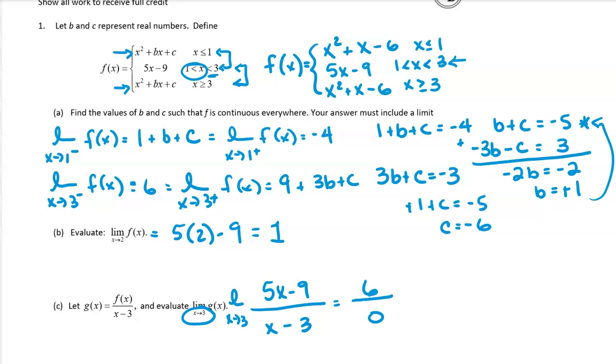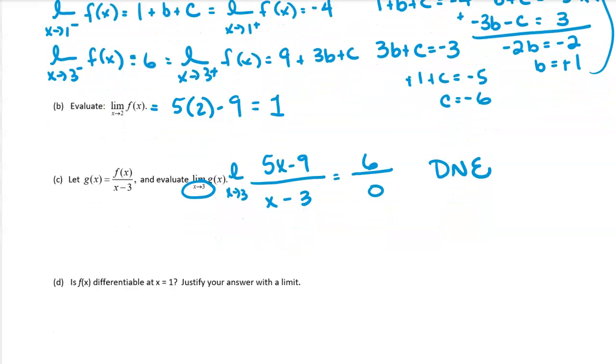x minus 3 is in the denominator. There's an asymptote at x equals 3. I could look at it from the left and from the right, but from one direction it's going to positive infinity, and from the other direction of 3 it's going to negative infinity. So this limit does not exist because you're approaching an asymptote from both sides.